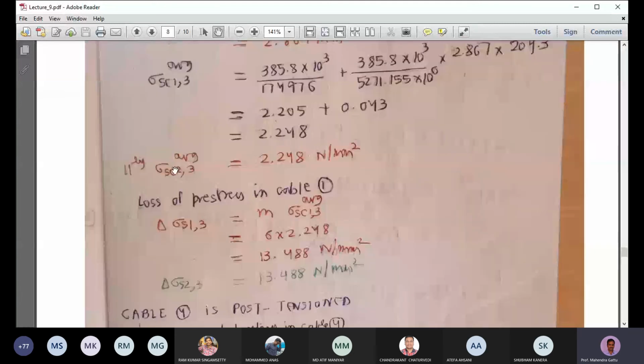So we can also find what is the loss of pre-stress in cable 2 due to post tensioning of cable 3, which is the same, because 1 and 2 are having the same location from the bottom of the beam. So it is coming around 2.248 Newton per millimeter square.